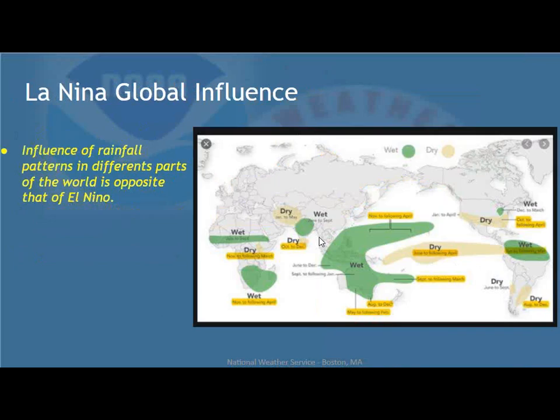So the global influence of La Nina, as you can see, this looks very similar to the last map we saw here, but essentially everything's flipped. Where conditions were wetter than normal, they're now drier than normal across portions of the southern United States and the Northeast. And of course, over the eastern portions of the Pacific it is drier than normal, with the wetter areas being over the Australian maritime continent from the enhancement of the low pressure over that region.